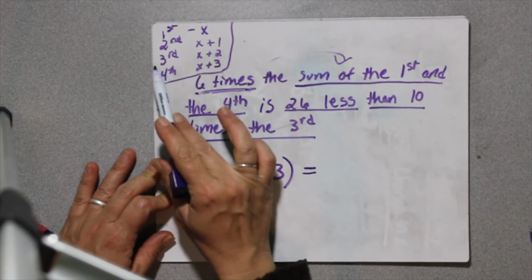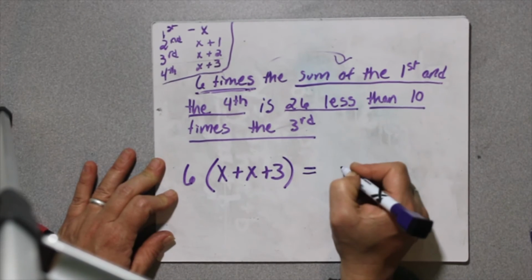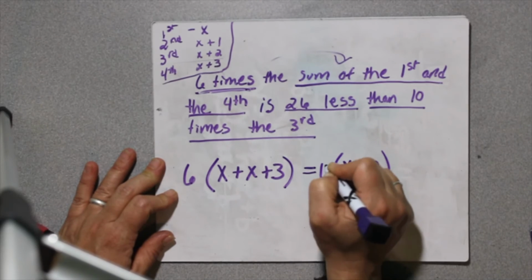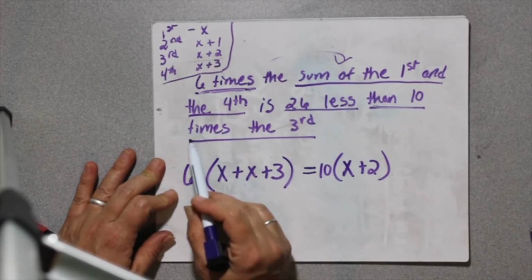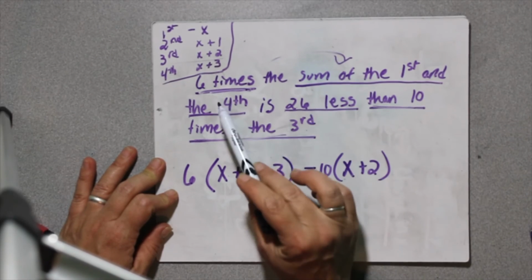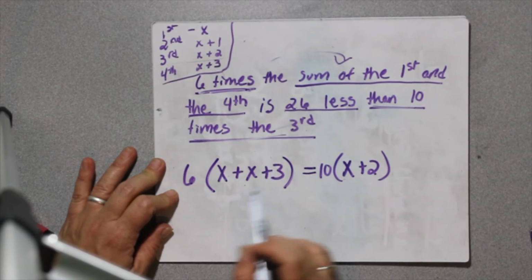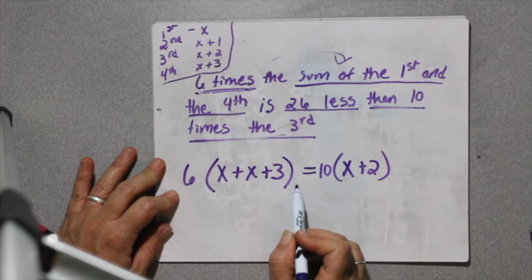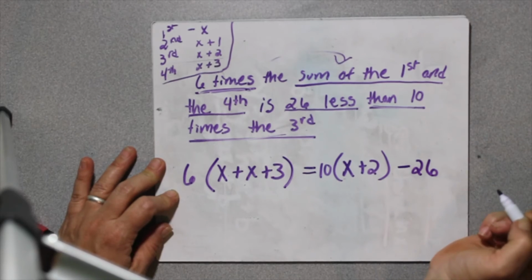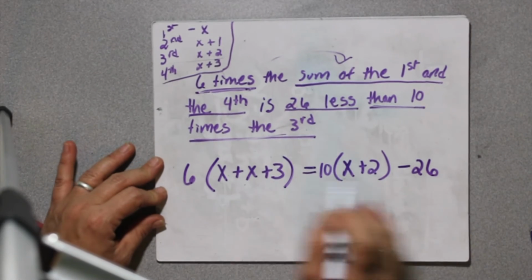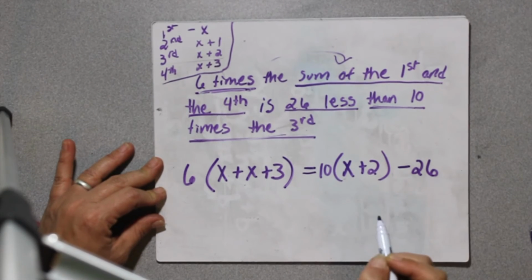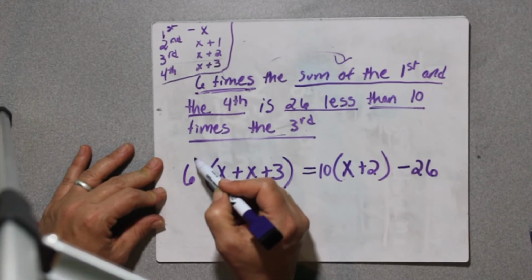26 less than 10 times the third. The third is x plus 2. And we have to multiply that times 10. 10 times the third. Here's the third. And it's saying that 6 times the sum of the first and the fourth, this part, is 26 less than this part. So if we minus 26 over here, then our equation will be balanced. We could either add 26 on this side or subtract it on that side. Okay, now we just have to work all that out.